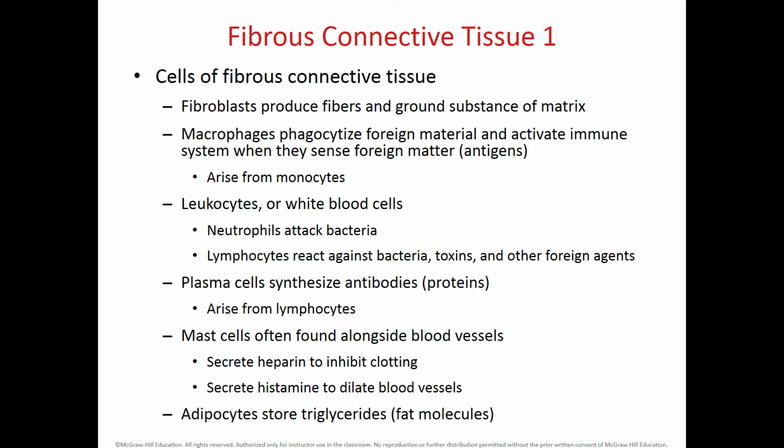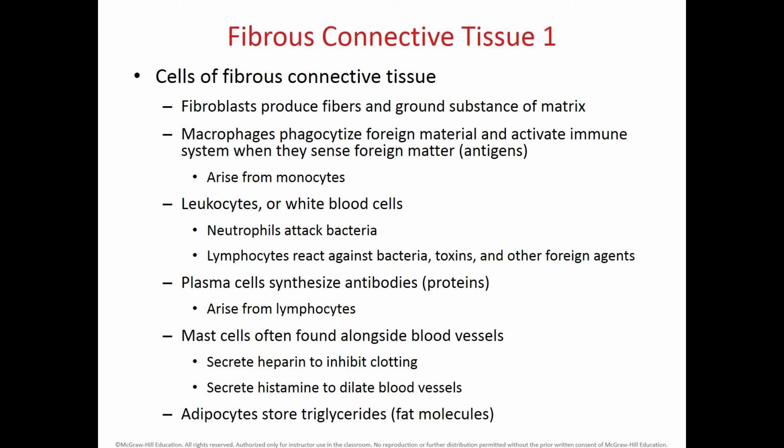And leukocytes, or white blood cells, can be subdivided into other types, like in the case of neutrophils, which attack bacteria, and lymphocytes that react against bacteria, toxins, and other foreign agents like antigens. Now plasma cells are lymphocytes that produce antibodies that help us to defend our body, our organism.